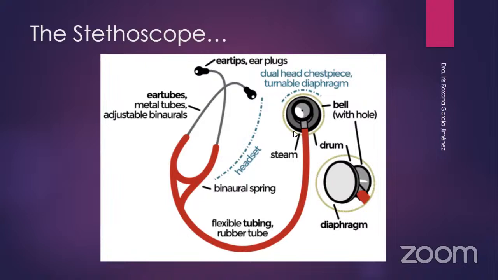And we have the chest piece as a whole, the dual head chest piece, turnable diaphragm. We got the bell, the big one. Oh, I'm sorry, the small one with a hole. The bell is this one, the small one with a hole usually. We got the drum, just the big one. We got the diaphragm, the white one, that piece is possible to exchange. And the stem is all of this head as a group, okay?